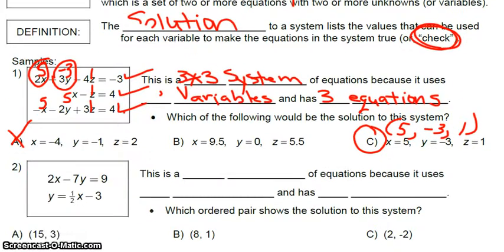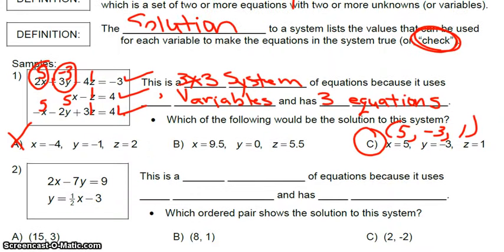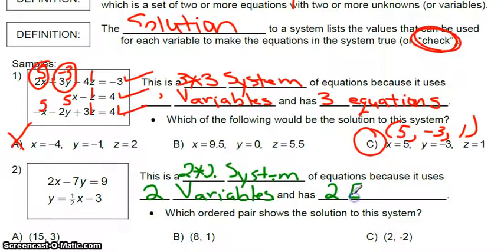Alright, let's look at another example, sample 2. This one is a 2 by 2 system of equations because it has two variables and has two equations. It says, which ordered pair, and I notice this one is called an ordered pair, shows the solution to the system. And I'm going to do the same thing.